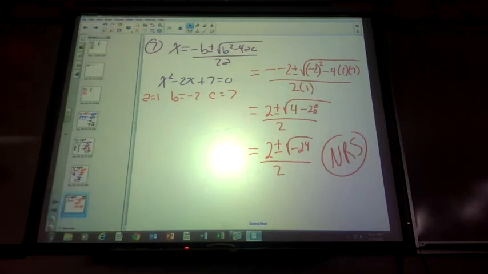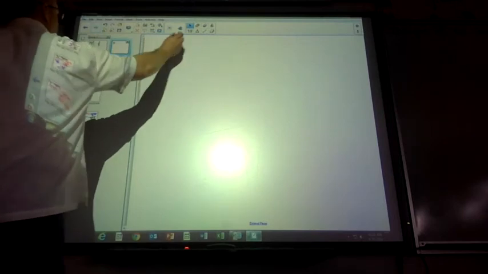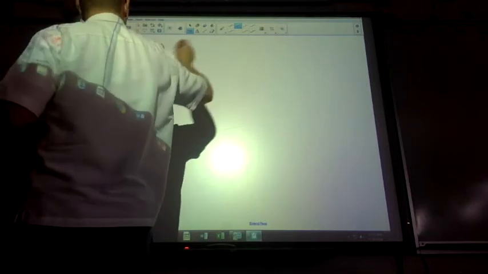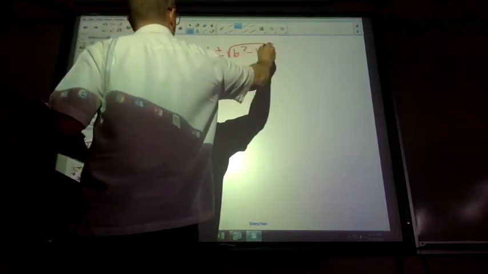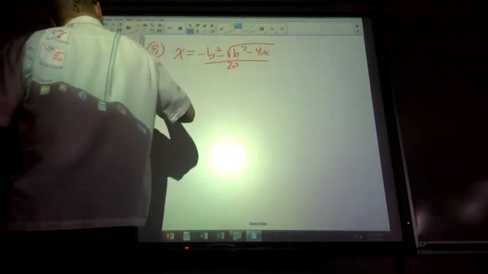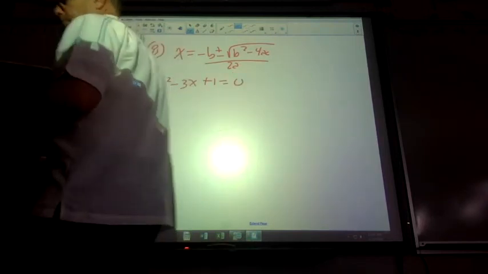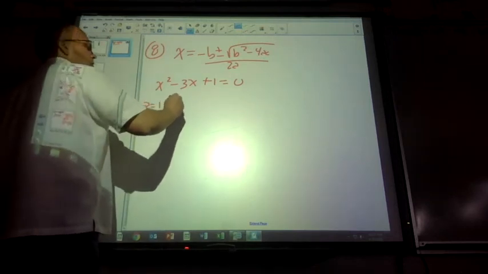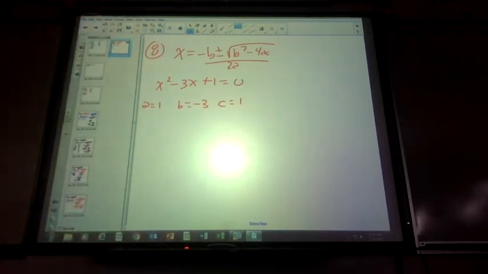All right, so no real solution on this one, so you can't really use the calculator. Number 8. x is equal to negative b plus or minus the square root of b squared minus 4ac, all over 2a. Okay. Number 8, we have x squared minus 3x plus 1 equals 0. What's my a value? 1. What's my b value? Negative 3. My c value? Everyone agree?